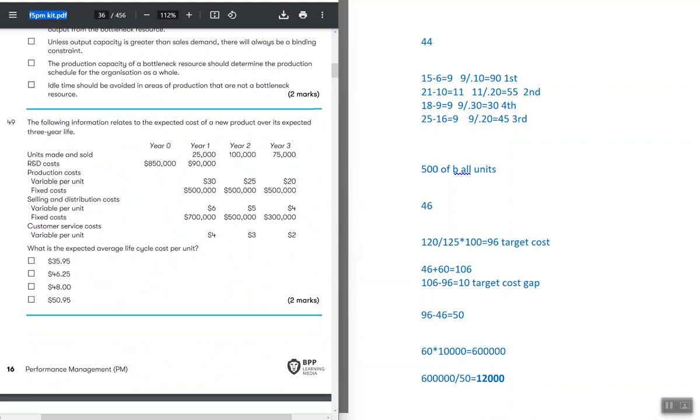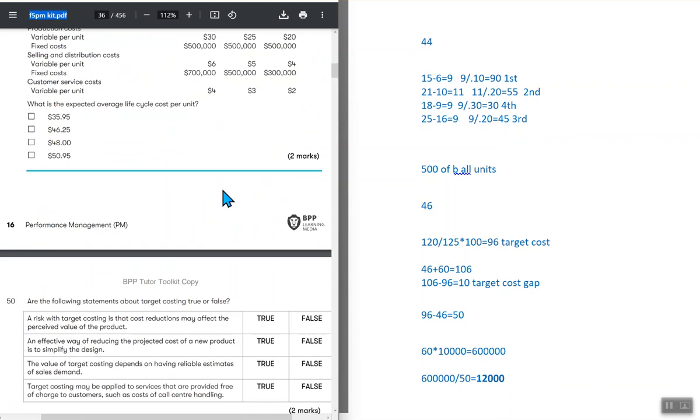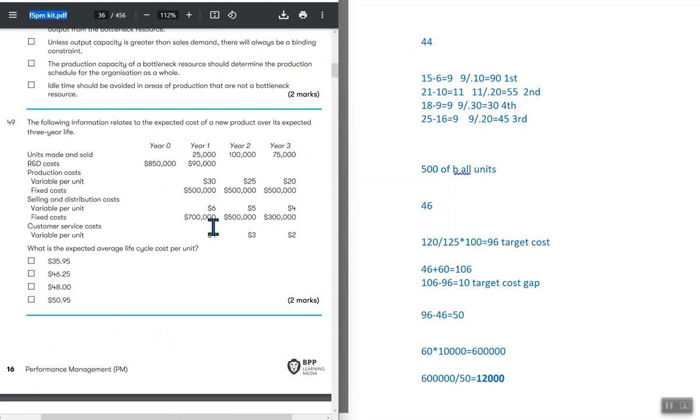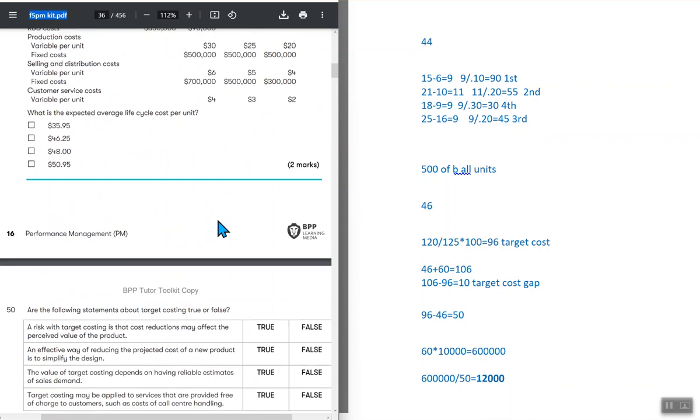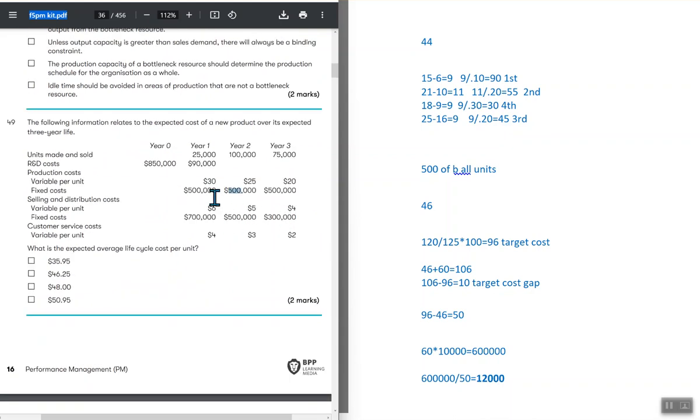What is the expected average life cycle cost per unit? The following information relates to the expected cost of a new product over its expected 3 years life. Units made and sold. I've already done this question. When I did life cycle costing, I already did this, so look at that one. It is very similar to that question, even if I haven't done it.